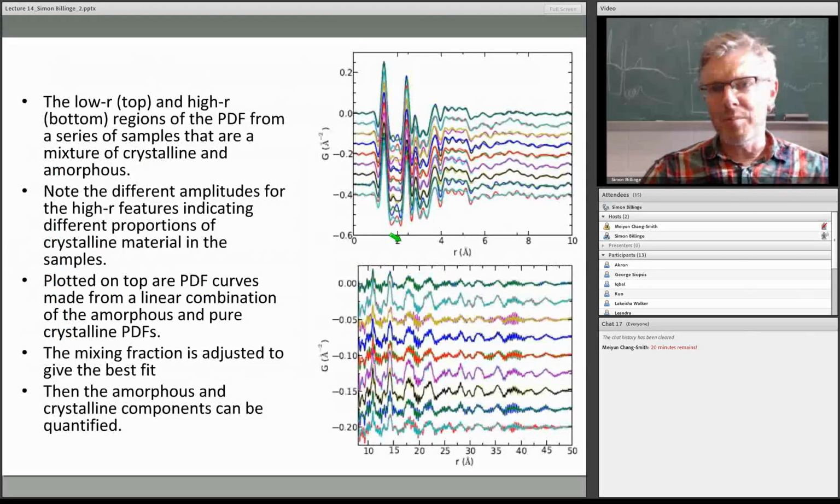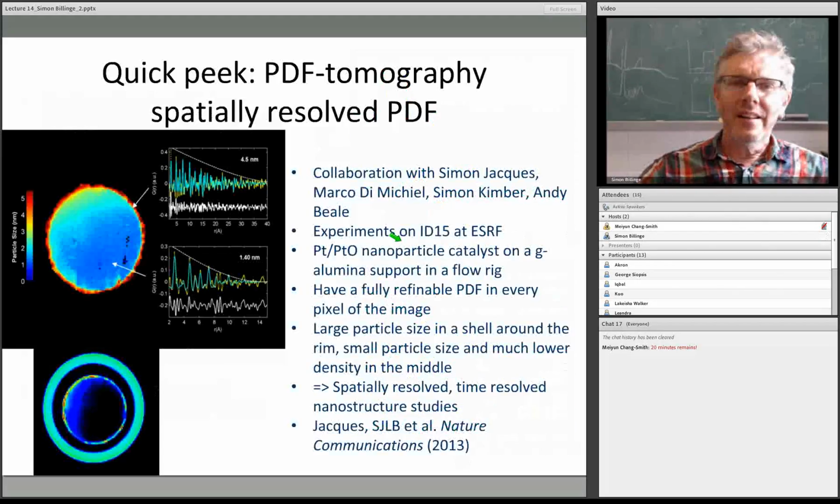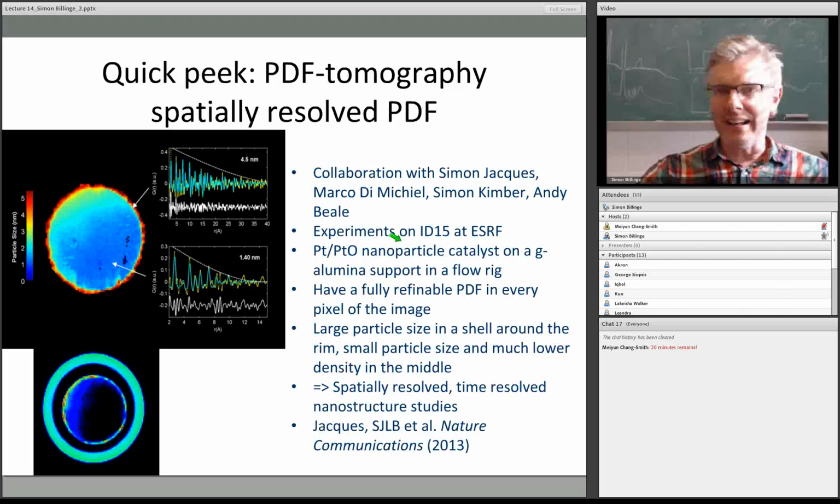This is an example which just shows how you can do phase quantification. We're actually mixing together an amorphous and a crystalline form, and we're extracting the quantities of each. And there's one last little view to the future that I wanted to show you, which is we can now do all of this in a spatially resolved way by combining PDF with tomography.